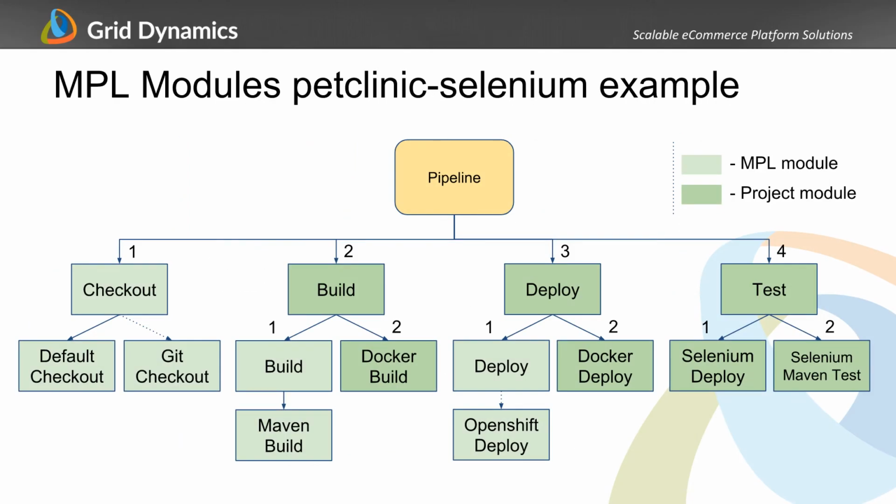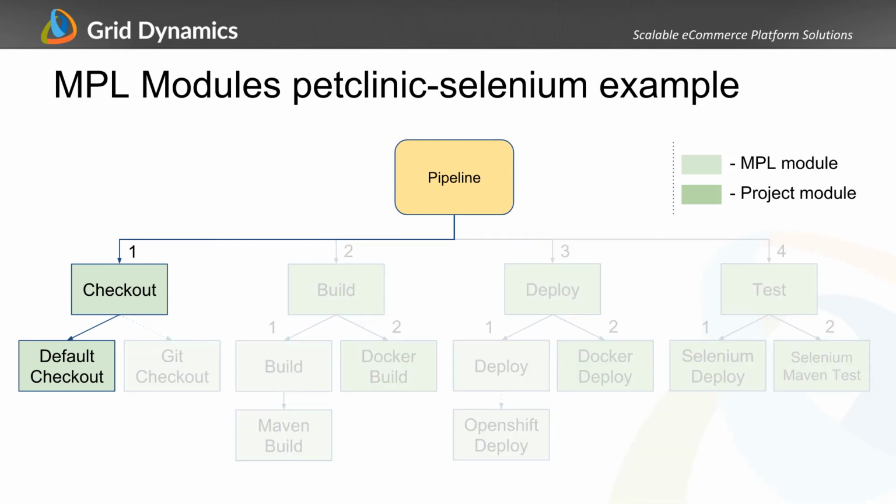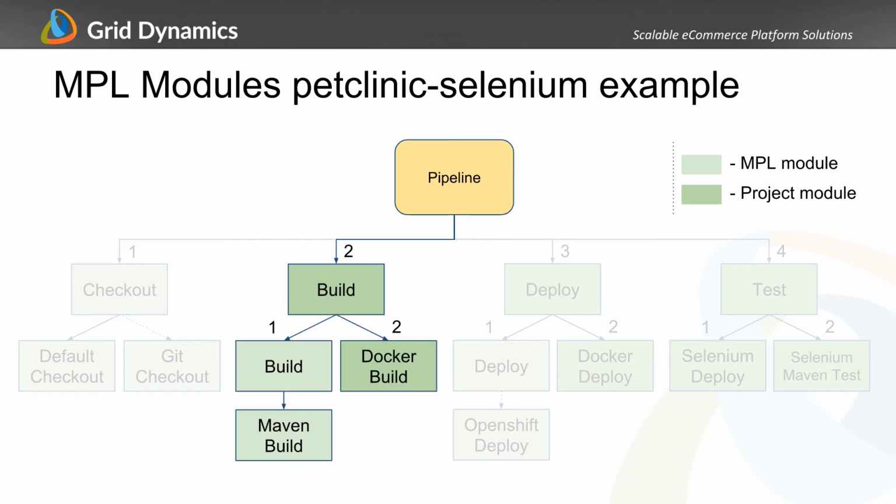The next thing I want to show is the pipeline model for one of the examples, Petclinic Selenium. We have a separate demo video about it, but here I want to show how models overriding and inheritance is working. Okay, as you can see, the pipeline has 4 stages. Each stage is called a default model based on the stage name. The first stage is checkout, so it's called the checkout model. The model from the MPL is not overridden and executed as is. This model calls the default checkout model to get the project sources. The next stage is build, and the build model is overridden on the project side.